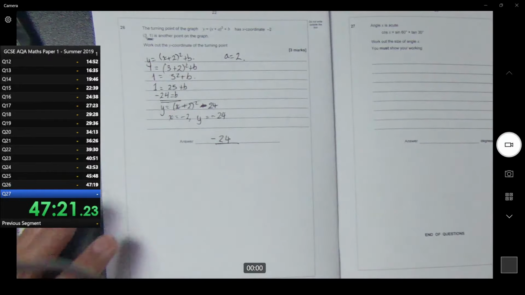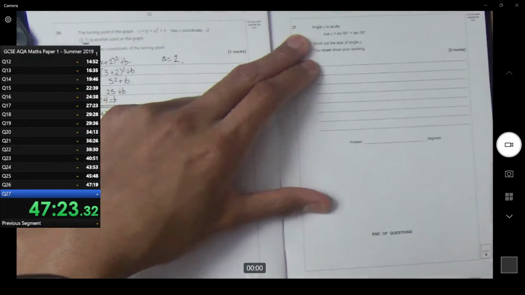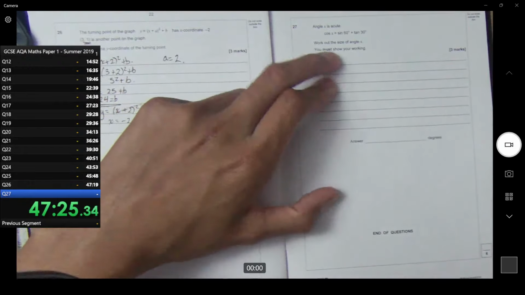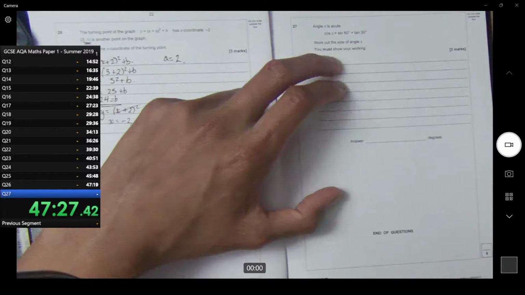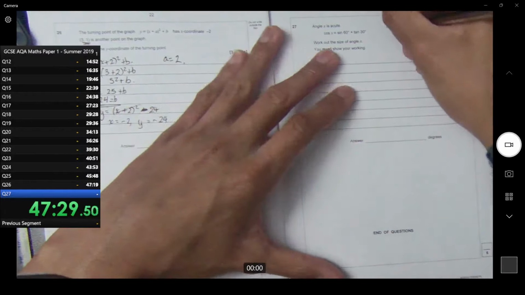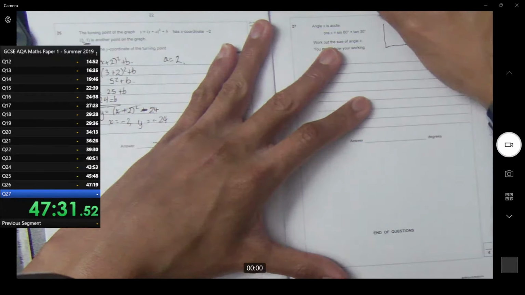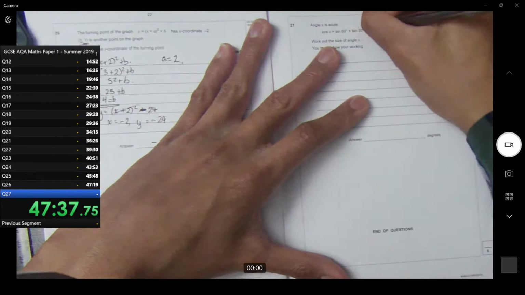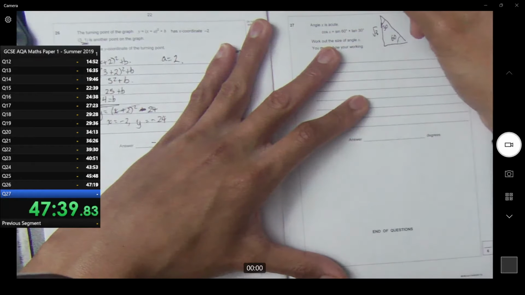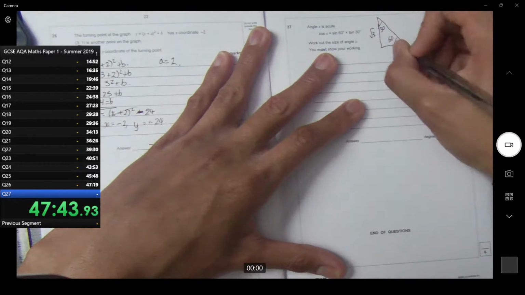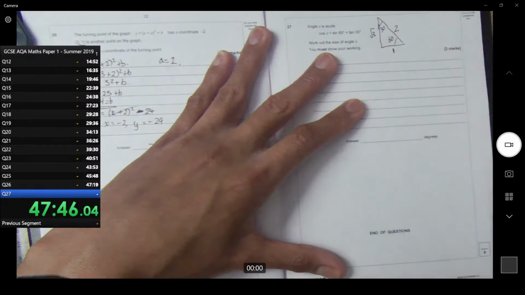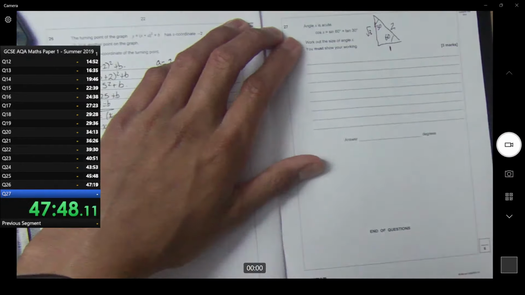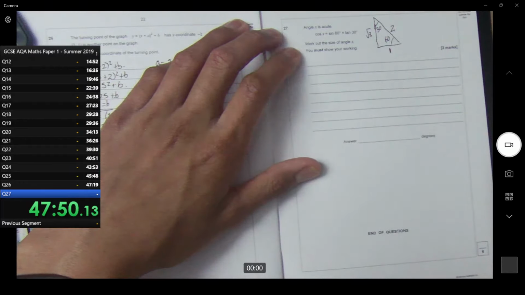And the final question is angle x is acute, cosine x equals sine 60 times tan 30, right. So if we draw out our little triangle here, so we've got 60 here and 30 here. The height is root 3, I think. This would be 1 and this would be 2, right. Work out the size of angle x, you must show your working.